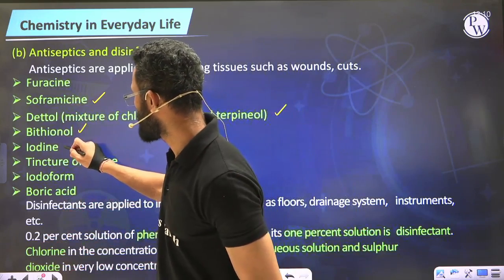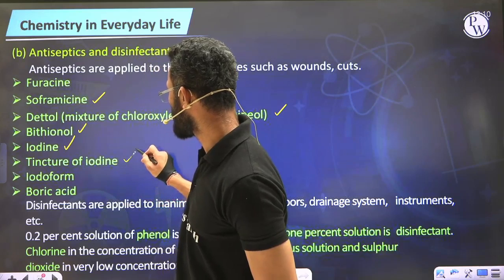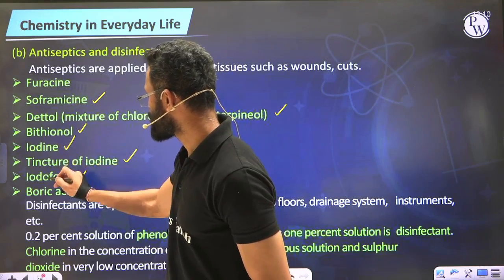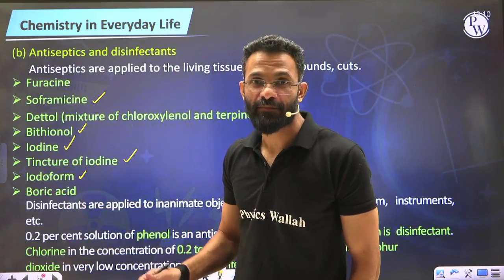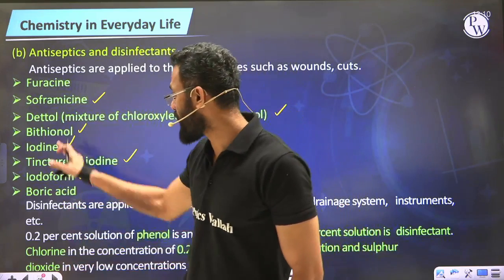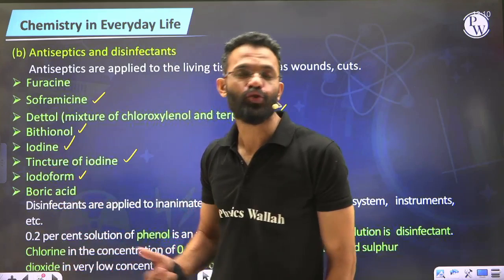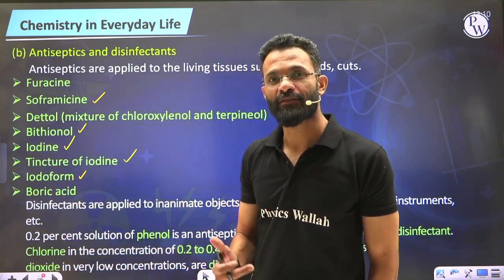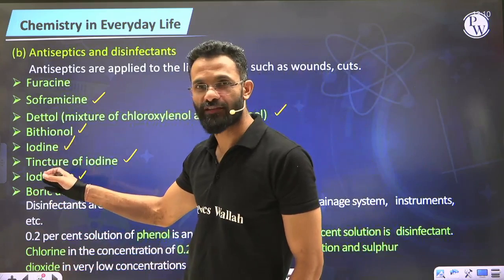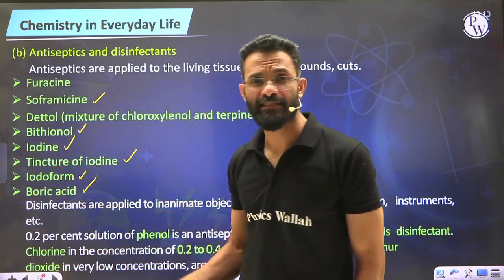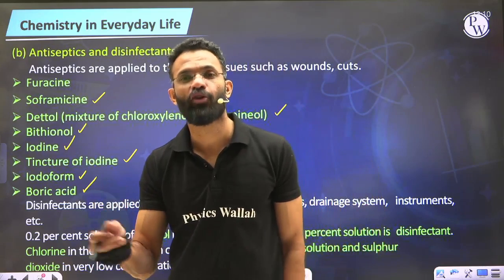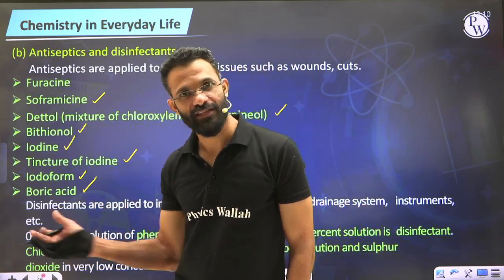Then we have got iodine. Then there is tincture iodine and iodoform. These three are antiseptics because of the antiseptic ability of iodine, and generally in schools the antiseptic which is used is either of these. Then we have got boric acid. Boric acid is used as an antiseptic very commonly in eye drops. So that's boric acid.